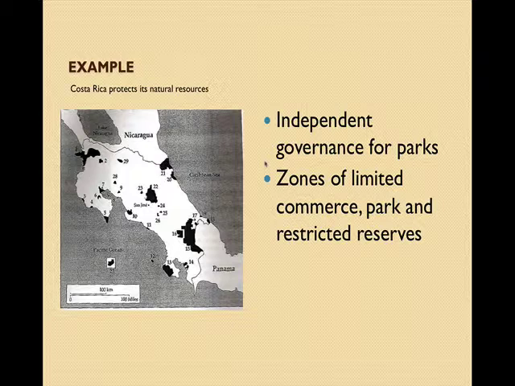And another innovative thing that they did was to have around each park a zone of limited commerce, and inside some of the parks there's a very, very protected area of restricted reserves where only biologists can go. So they have this range from a zone of limited commerce where you could have small hotels and restaurants right around the park for the tourists. Then you have the park itself, and then inside the park a real restricted area.